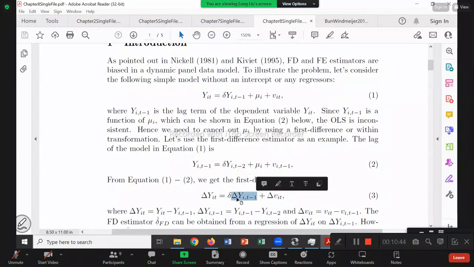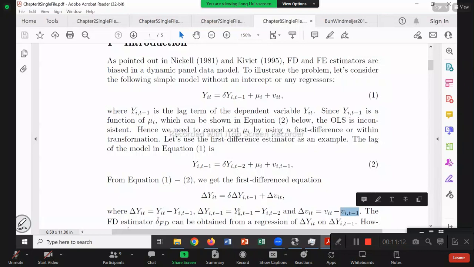Our regressor is change in y t minus one, so the full notation is y t minus one minus y t minus two. Their difference is our regressor. And what's our error term, delta v it? It's v it minus v t minus one. Taking a closer look, you probably realize: t minus one, t minus one. Both our regressor and error term contain a t minus one term. For example, our regressor contains y t minus one.